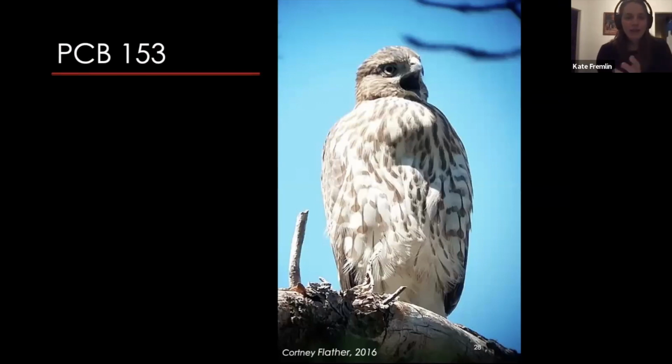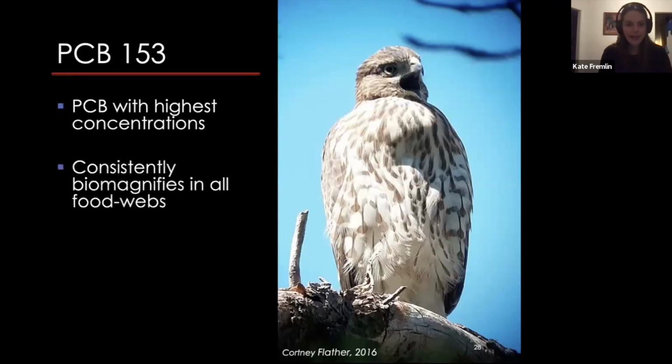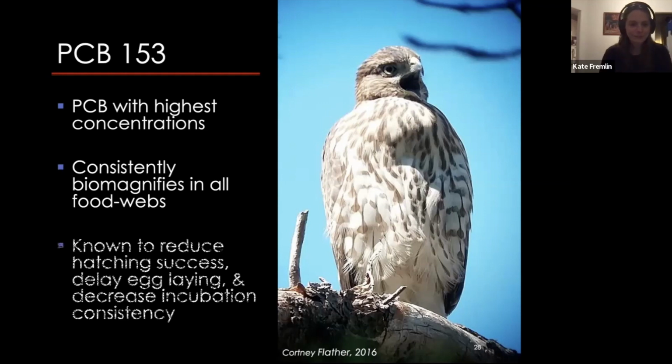So for one of the main contaminants, the PCB 153, this is one of the PCBs that had the highest concentrations in all of my samples. And it's known to consistently biomagnify in all the different types of food webs that it's studied in. So it's a really good chemical to look at because it's kind of like a positive control. Like if your study isn't able to show that this chemical is biomagnifying, you've potentially done something wrong. So this one is a good one to look at.